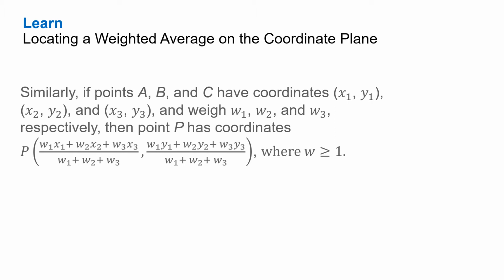Similarly, if points A, B, and C have coordinates x1, y1, x2, y2, and x3, y3, and weight 1, weight 2, and weight 3 respectively, then point P has coordinates weight 1 times x1 plus weight 2 times x2 plus weight 3 times x3, all of that divided by weight 1 plus weight 2 plus weight 3, comma, weight 1 times y1 plus weight 2 times y2 plus weight 3 times y3, all of that divided by weight 1 plus weight 2 plus weight 3, where W has to be greater than or equal to 1.